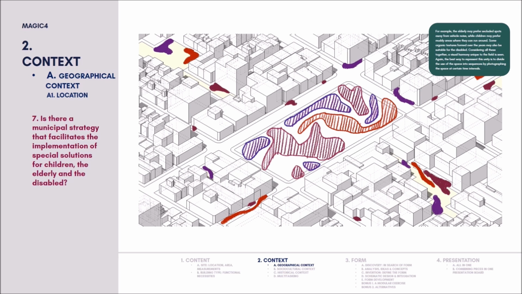Considering all these together, a visual harmony unique to the field is seen. Again, the best way to represent this unity is to divide the use of the space into sequences by photographing the space at certain time intervals.